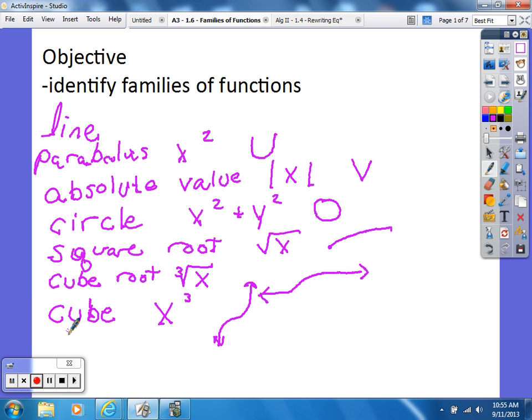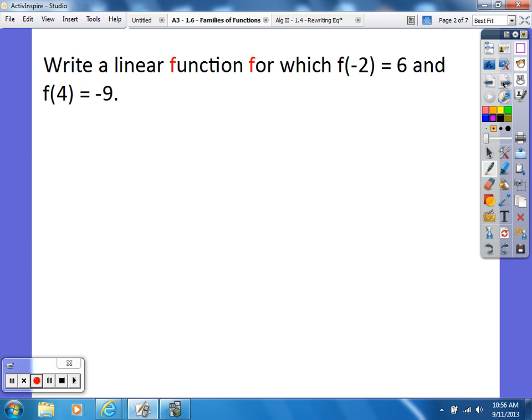Okay. So we know a lot of different functions, and today we're actually going to talk about some of these and some new ones. All right, are you ready to see some? No? No. Oh, well, I think we're ready anyway. All right, so here's our first equation. We're going to write a linear function. So some things should be popping in your head when you see linear function.